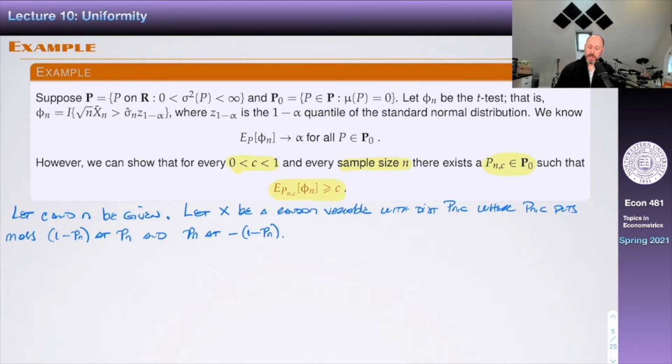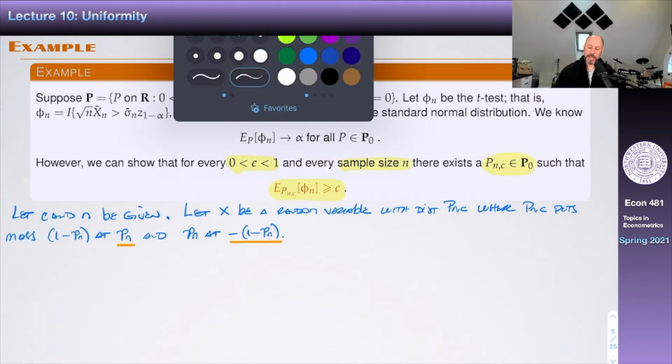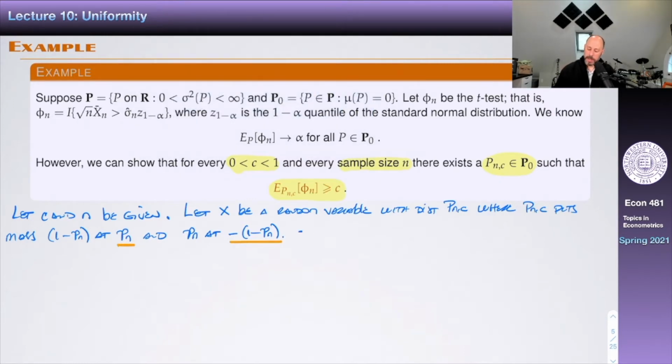The 2 points are p_n and negative (1 minus p_n) over p_n. I'm going to tell you what p_n is later. But for now, note that the expected value under this distribution of X is 0, right? Because it's just p_n times (1 minus p_n) minus (1 minus p_n), which is 0. It doesn't really matter what this p_n is. Of course, p_n is something between 0 and 1, but that's about it.